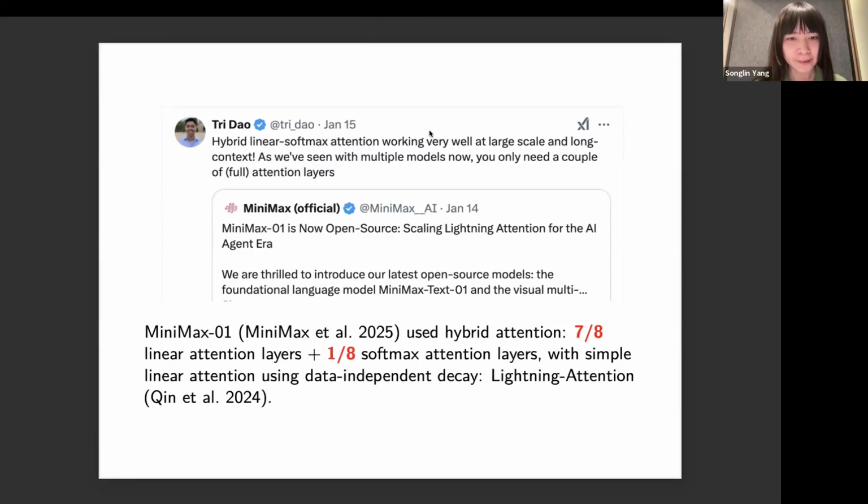There is also significant interest in studying hybrid models. In a hybrid model, most layers are linear attention layers, and only a few layers are softmax attention layers. For example, a recent architecture called MiniMax-01 uses such a hybrid strategy, where 7 out of 8 layers are linear attention layers, and only 1 out of 8 layers are softmax attention layers. Their linear attention layer is a very simple linear attention model with data-independent decay, called lightning attention. We will revisit this later.